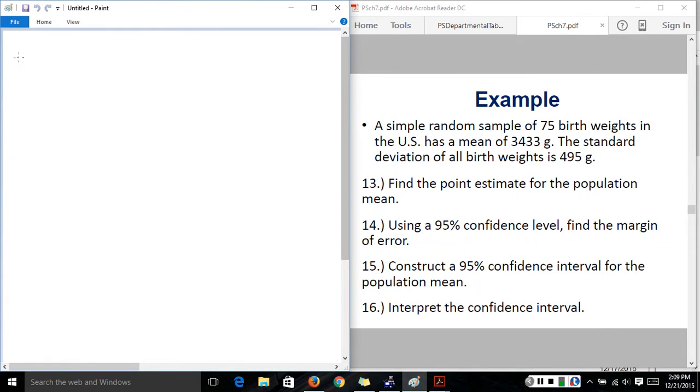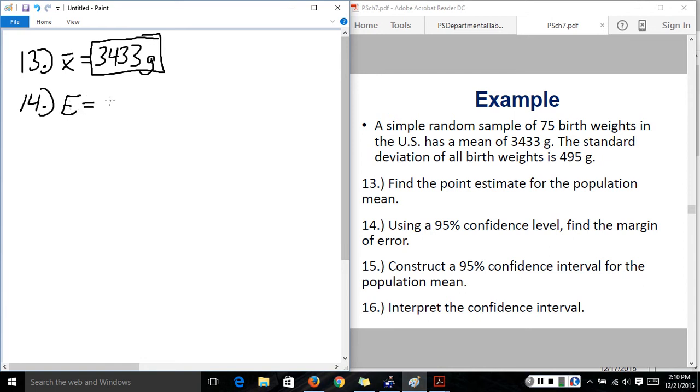So for number 13, we're finding the point estimate, and the best point estimate for a population mean is the sample mean. In this problem, the sample mean is 3,433. Done. That's my point estimate. If I can only pick one number to estimate the population mean, that's really the best one I've got. Well, now we'll find the margin of error, and we have a formula for that. It was on the previous slide.